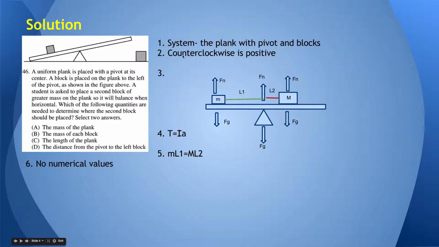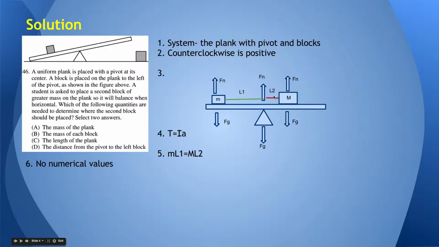Number 2, we have to find the coordinate system. In this case, I'm just going to say that counterclockwise is positive. And number 3, here's the force diagram. On the block of greater mass, there is a normal force acting up and a force of gravity acting down. And where the pivot and the plank meet, there is a normal force acting up and another force of gravity acting down. Then on the smaller block, there is a normal force acting up and a force of gravity acting down.